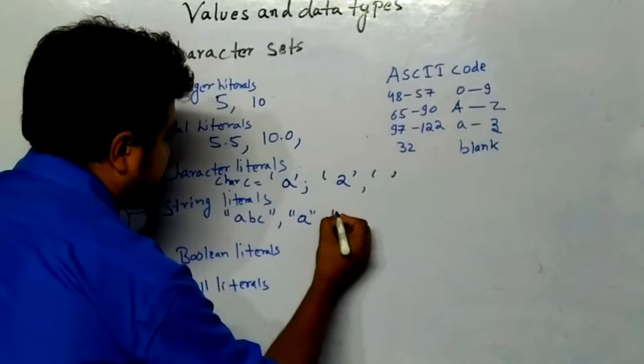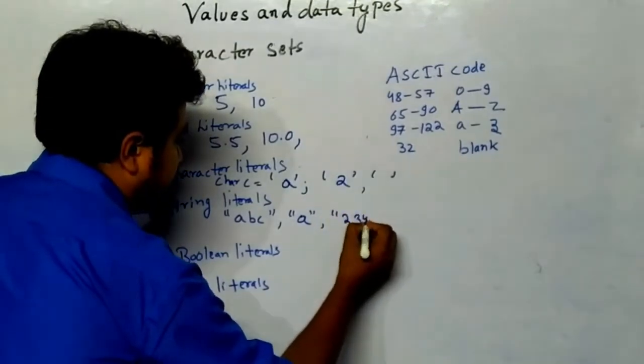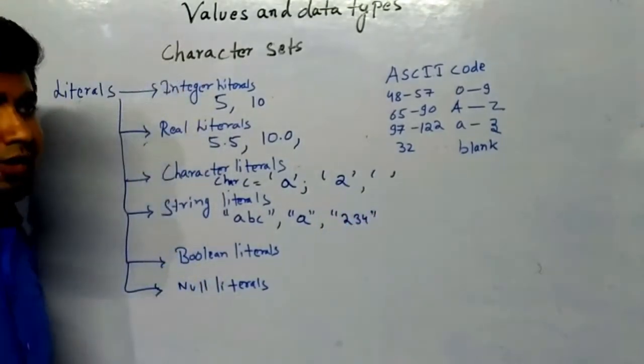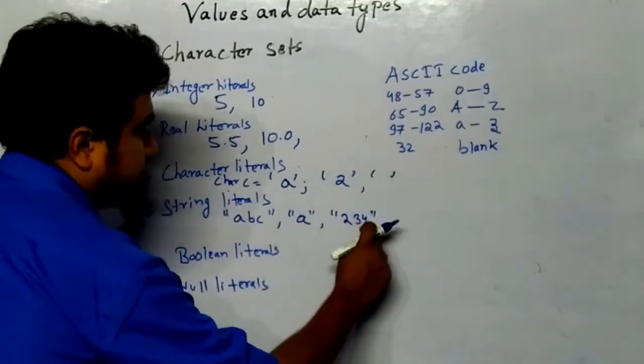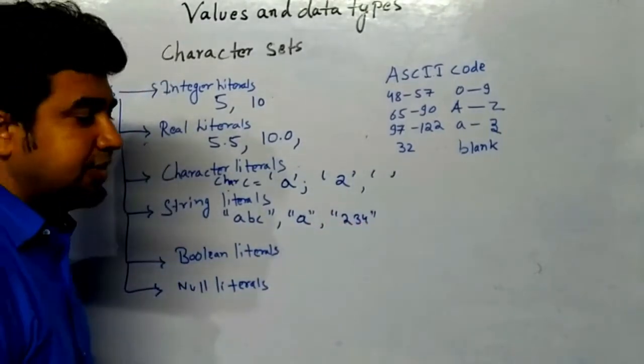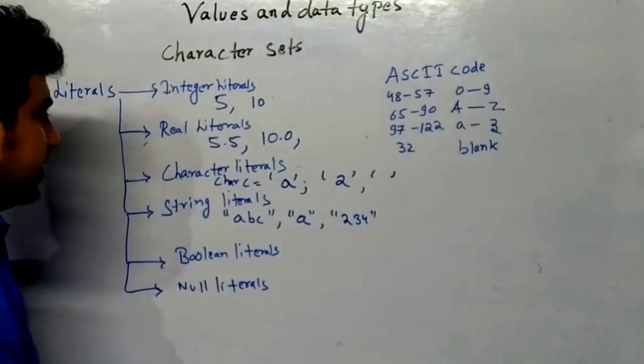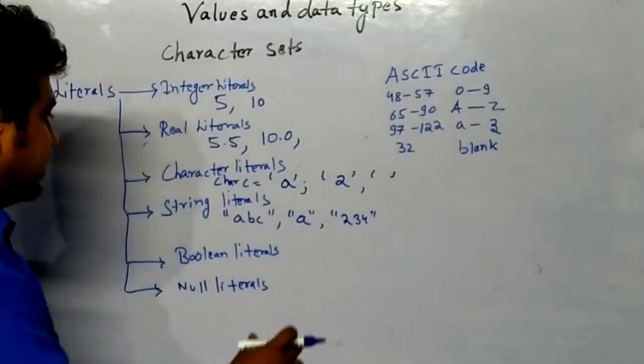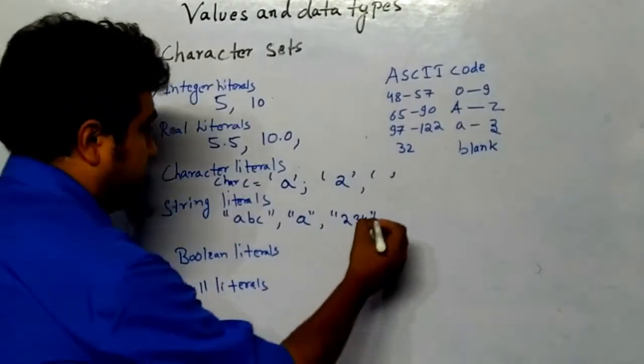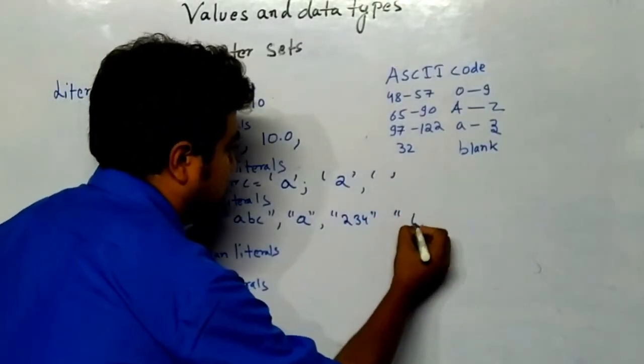Or you can say this, 234. This is not a number. 234 is a string because it is written inside double quotes. So you can see about these things that these are strings. Now, one more thing I can show is true.